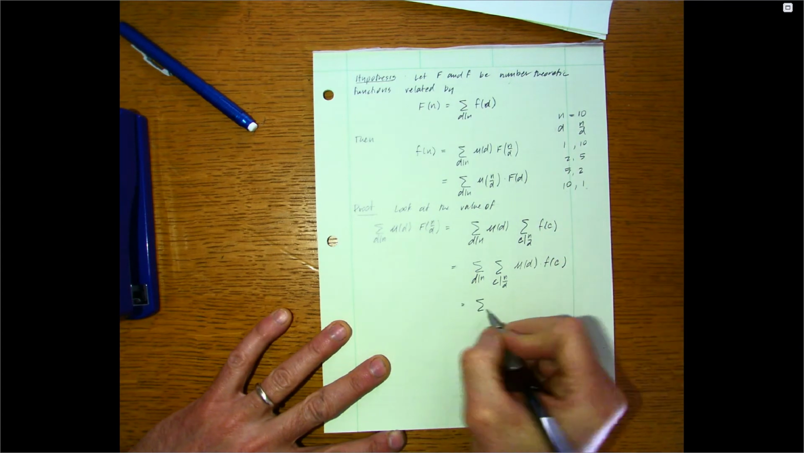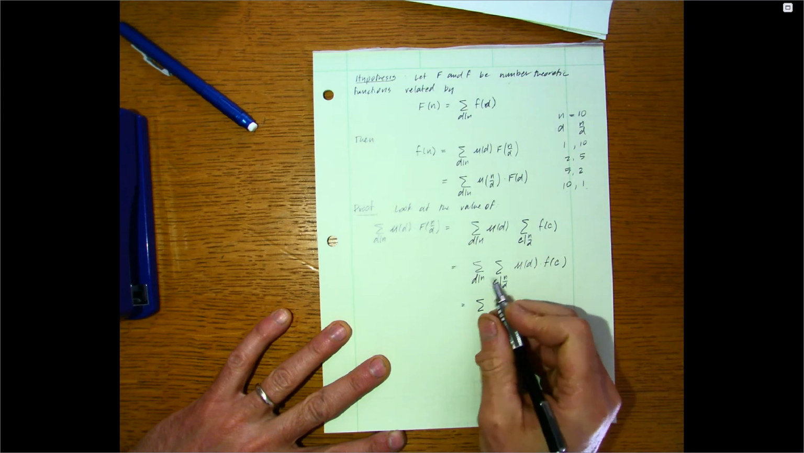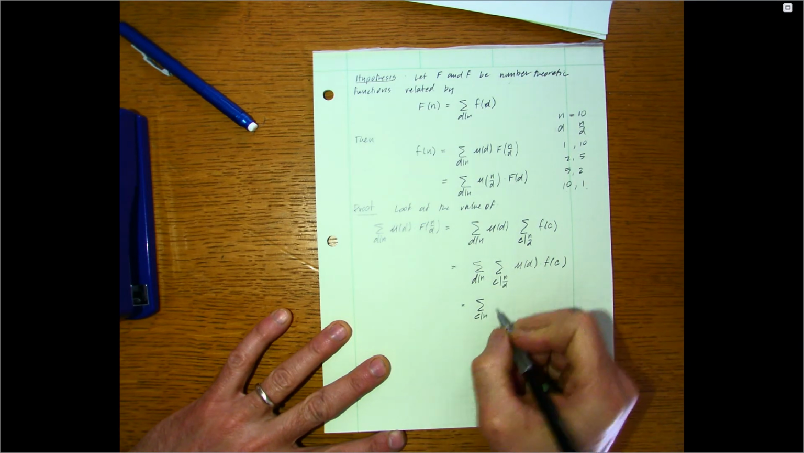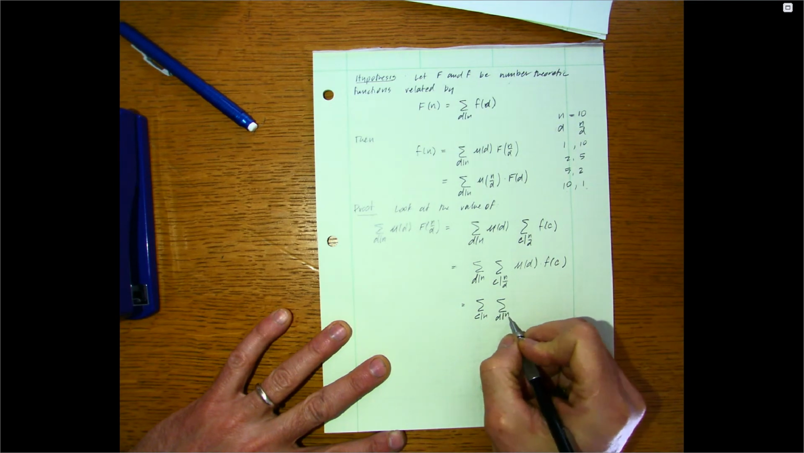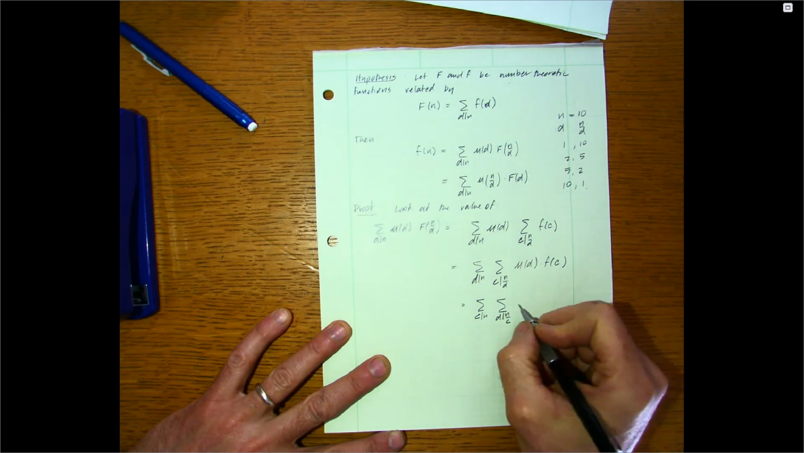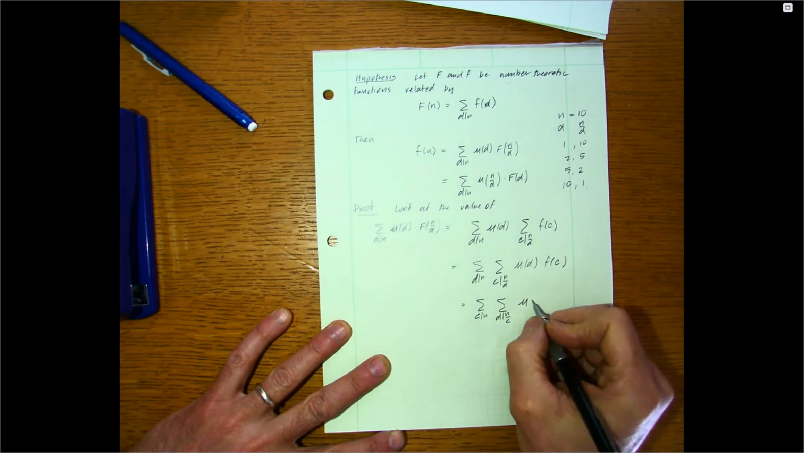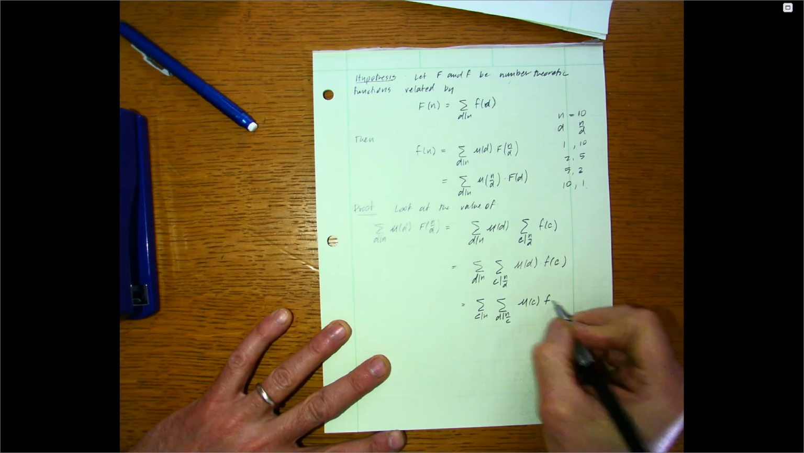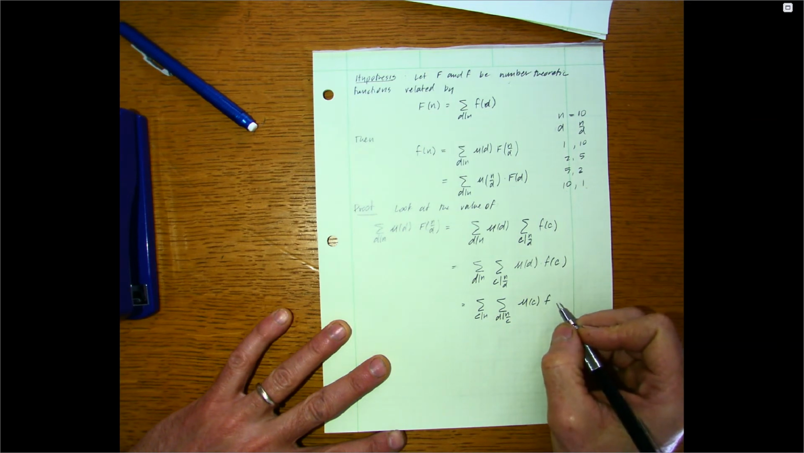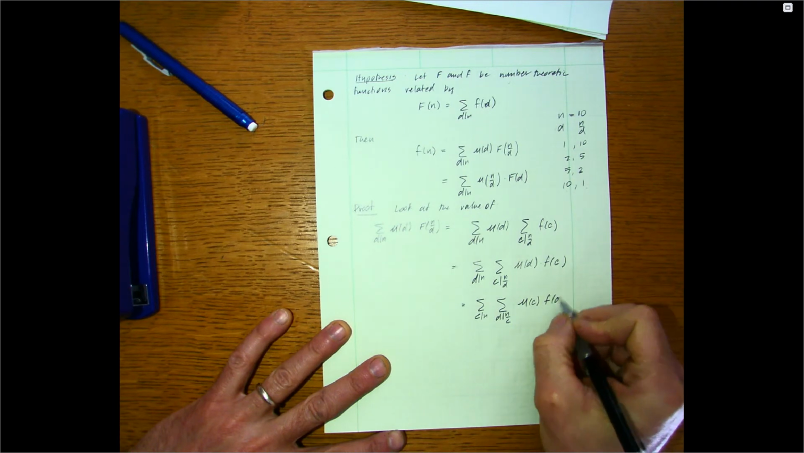I'm going to go ahead and swap these and just call this c, and let's see, d into n over c. So then it would be, instead of mu of d, since d was here, I'll put a mu of c there. And then I'll go ahead and put an f of d here.